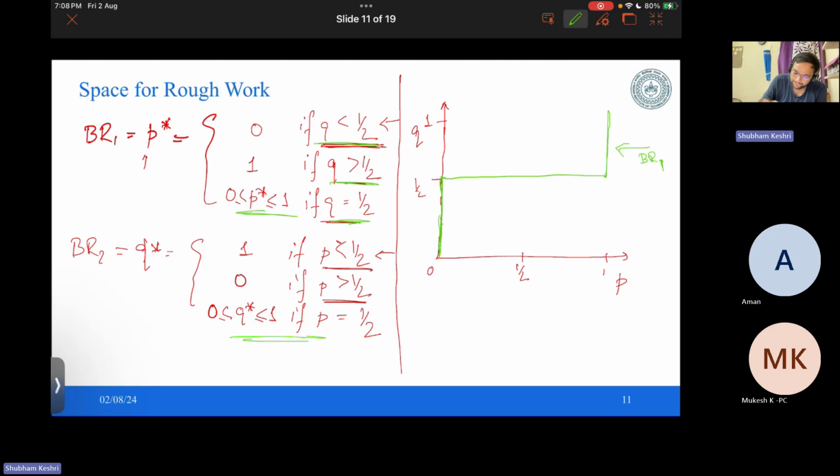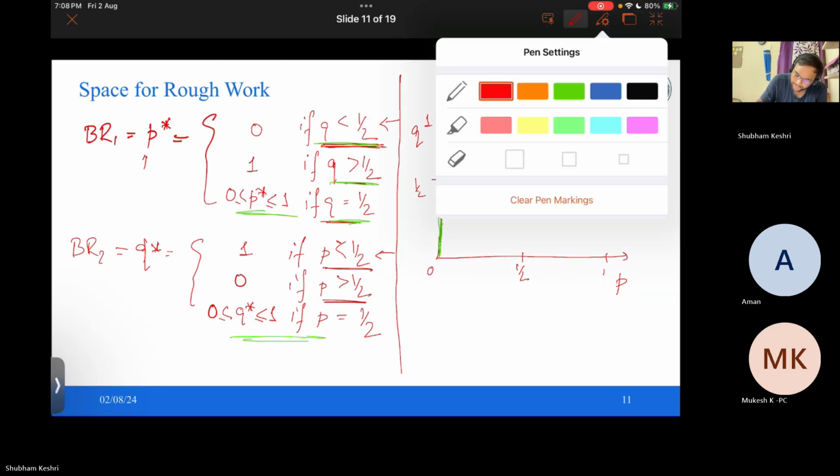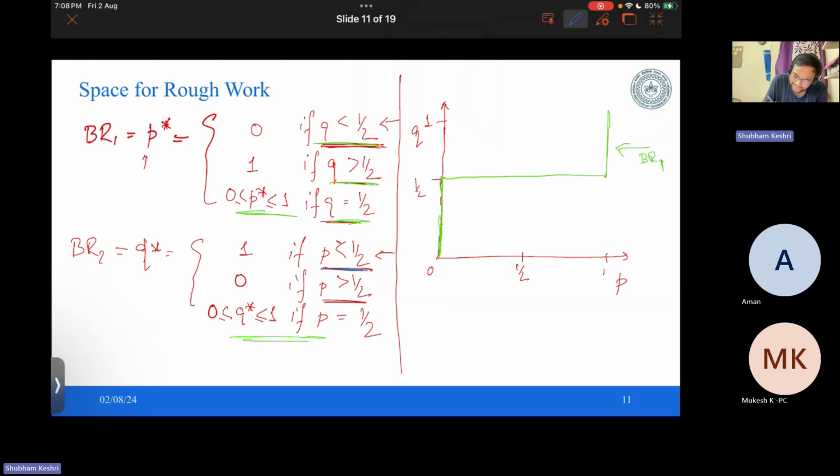Now, best response of player 2. I'll change the color. So you see, when p is less than half, q is actually 1. When p is greater than half, q is 0. And when p is exactly half, q can take any value between 0 and 1.